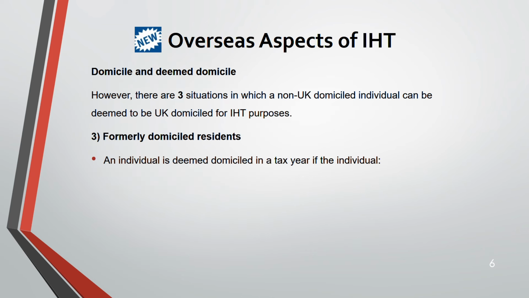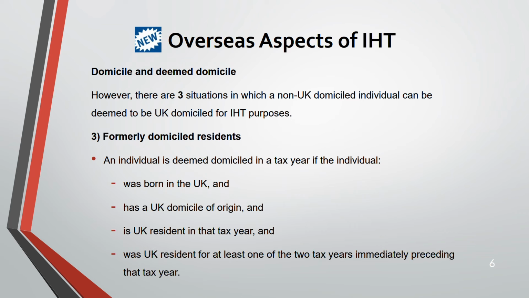Third situation, formally domiciled residents. Here they will be deemed domiciled if he was born in the UK and has a UK domicile of origin, and is UK resident in that tax year, and was UK resident for at least one of the last 2 tax years immediately preceding that tax year.